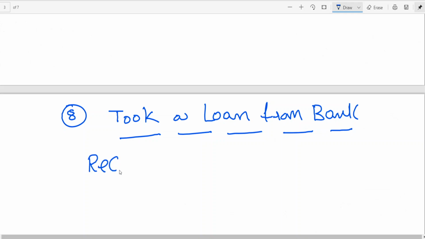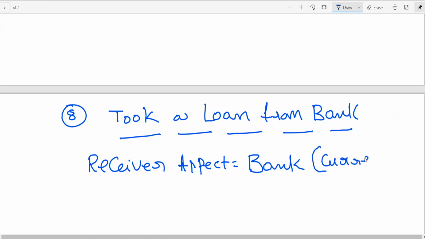Who is the receiver? Receiver aspect. For you to understand, the name of the account is called current account. Current account. Okay.